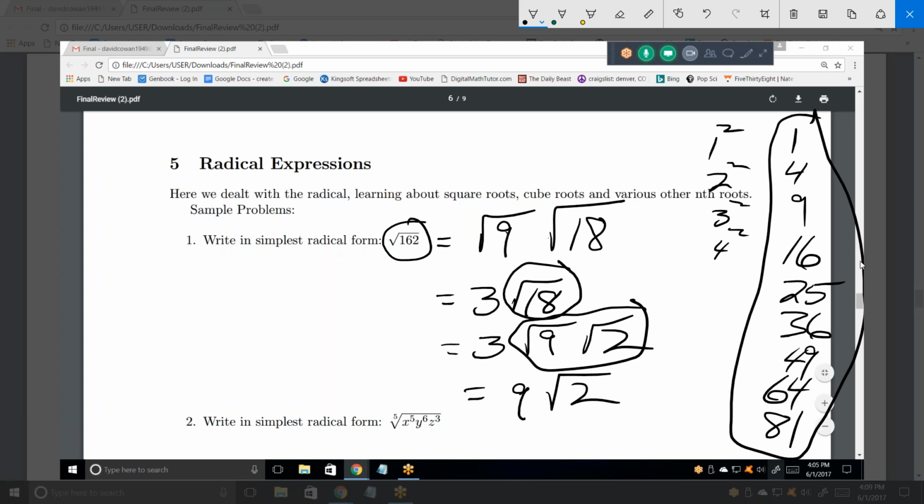So if you want to do these the shortest possible way, find the greatest possible factor that you can. You can do them the slow way. There's nothing that prevents you from doing it this way. It just takes more steps to get to the same answer.